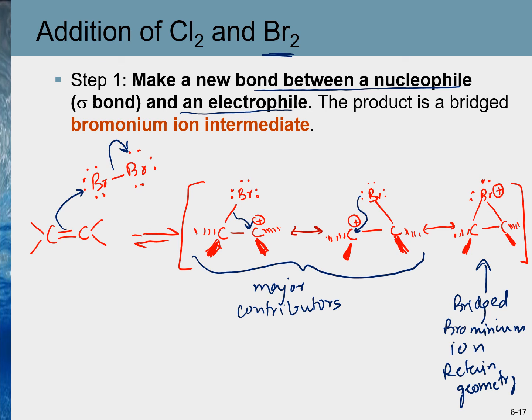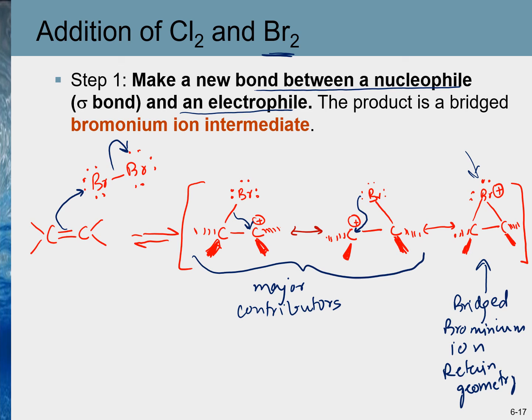I'll explain what's the meaning of retaining the geometry in next slide. Although it looks a little odd with the bromine atom with a positive charge, nevertheless it's an accepted Lewis structure, and molecular modeling calculations have shown the presence of a positive charge on bromine. So this is an accepted resonance contributing structure of brominium ion.